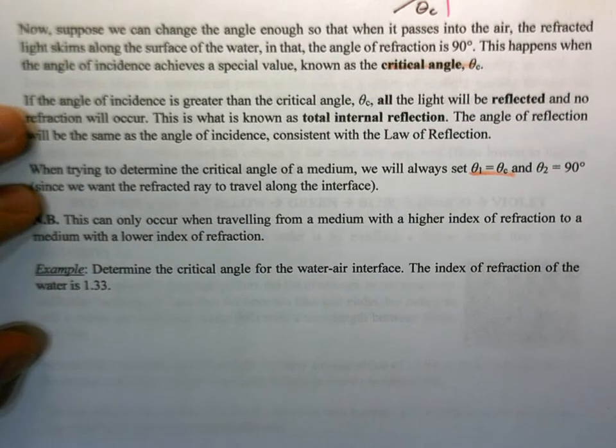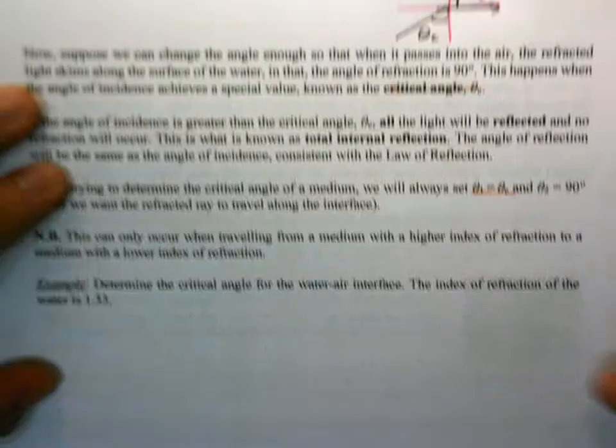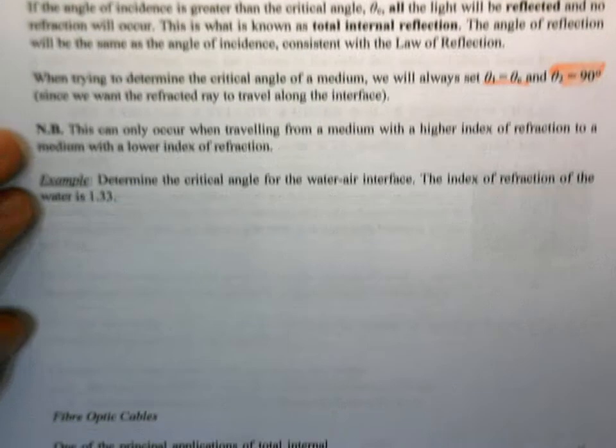That's not actually important. The main thing, and we won't tell you this, when you're finding the critical angle, you're trying to find when that refracted ray of light skims that boundary, or that it's 90 degrees relative to the normal, because you want that ray of light to travel along the interface. So let's look at a question with this.